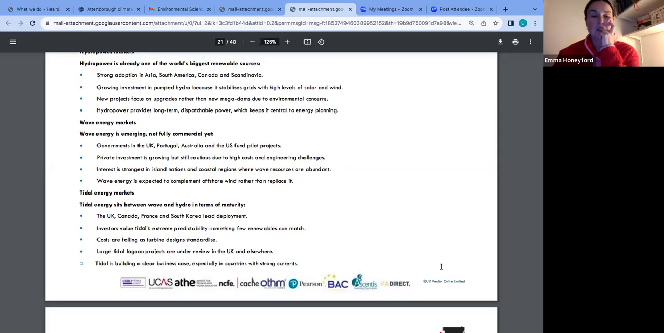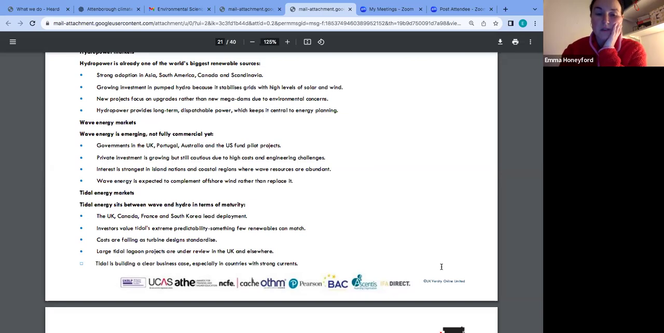So tidal energy markets. So tidal energy sits between wave and hydro in terms of maturity. So the UK, Canada, France and South Korea lead in deployment. So investors value tidal's extreme predictability, something few renewables can match. So it's extreme in terms of planning.